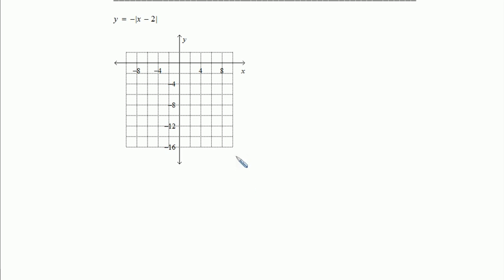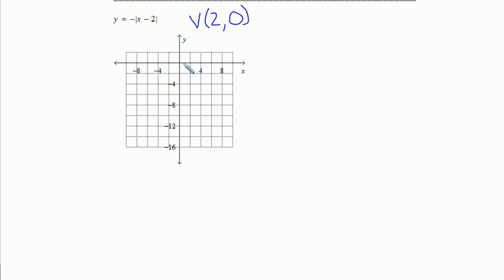Alright, number 2 asks us just to graph a function. We're going to graph y equals negative absolute value of x minus 2. In order to do this, I need to identify where the vertex is. My vertex is going to be at 2. It's the opposite of negative 2 is positive 2, comma. There's nothing out here, so we're not going to move it up or down. It's just 2, comma 0.